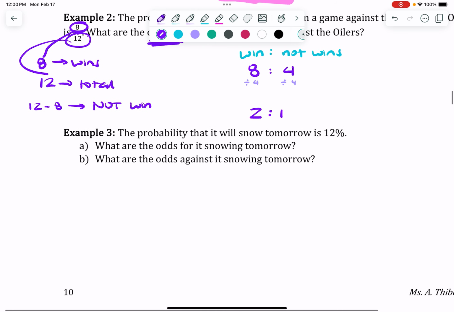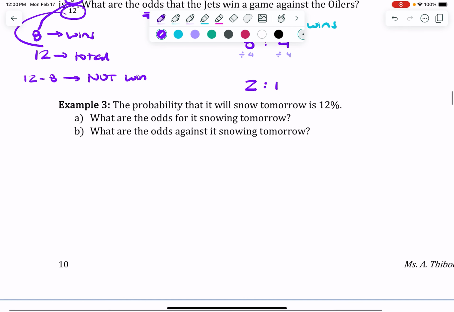All right, next example. The probability that it will snow tomorrow is 12%. What are the odds for it snowing tomorrow, and what are the odds against it snowing tomorrow? Okay, 12%. This represents my probability as a percentage, but all of the probabilities we've been converting to odds have been fractions. Now, what is that 12 out of when I talk about percent? That's really 12 out of 100.